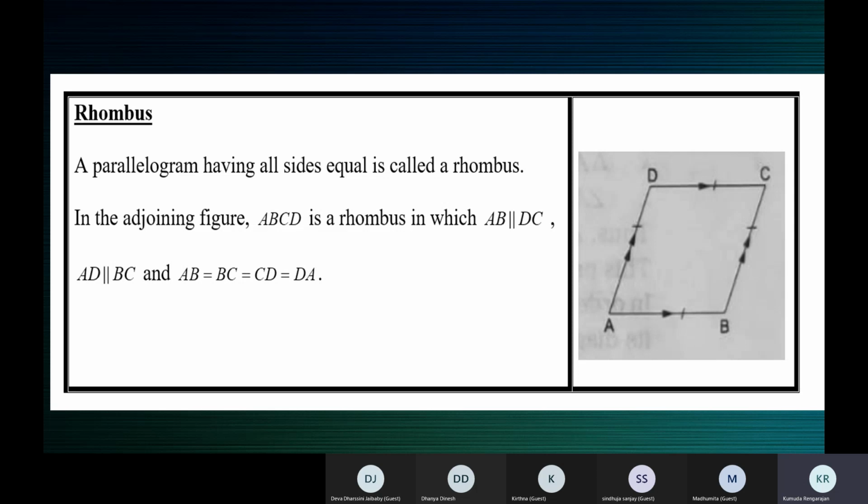Now this is a rhombus. Now rhombus, rectangle, square, all these are parallelograms. A rhombus is a parallelogram. A rectangle is a parallelogram. A square is a parallelogram. In a rhombus, its opposite sides are parallel because it's a parallelogram. Just 1 second, children.